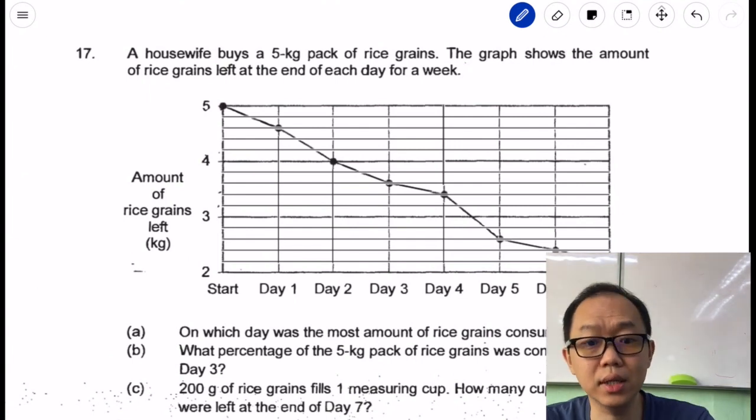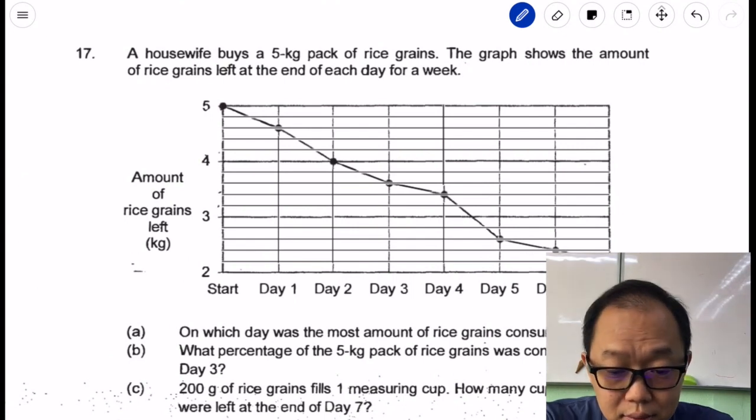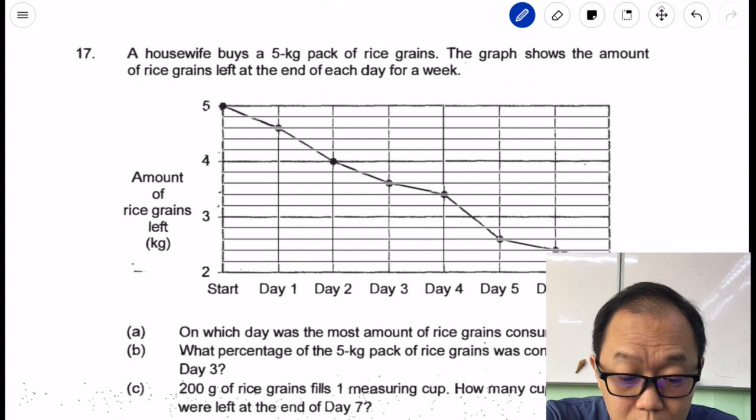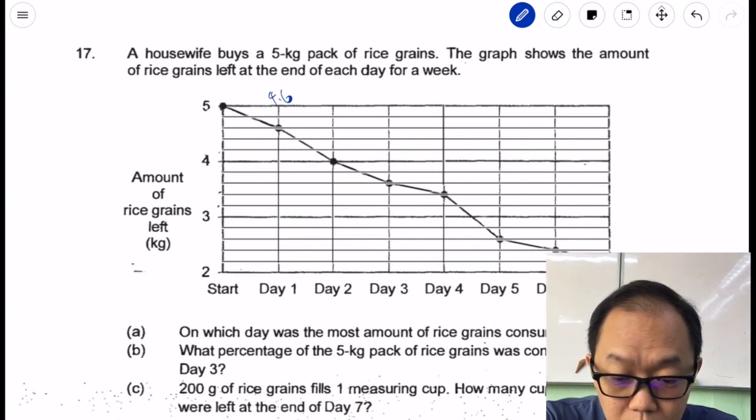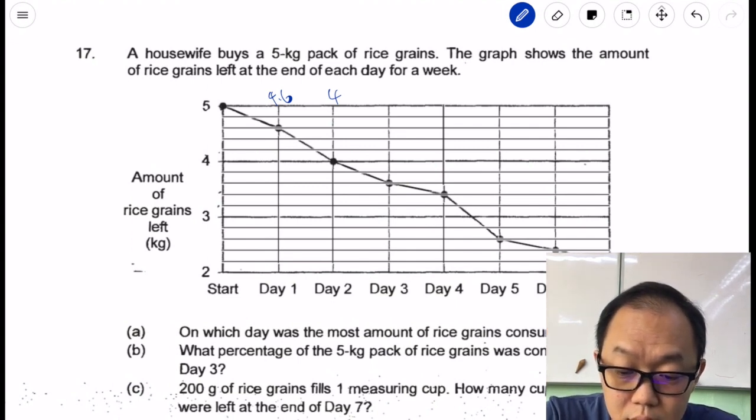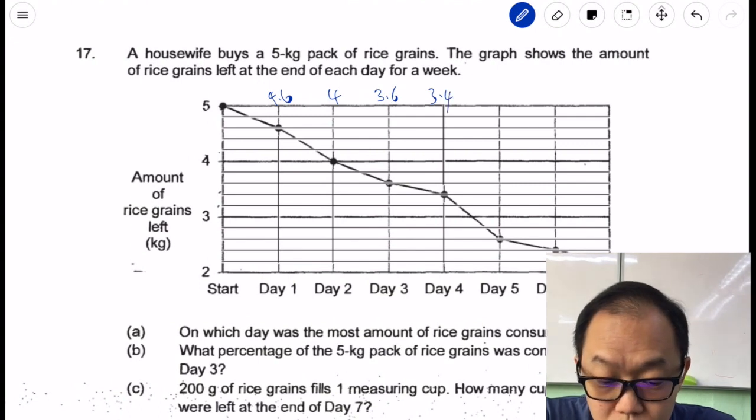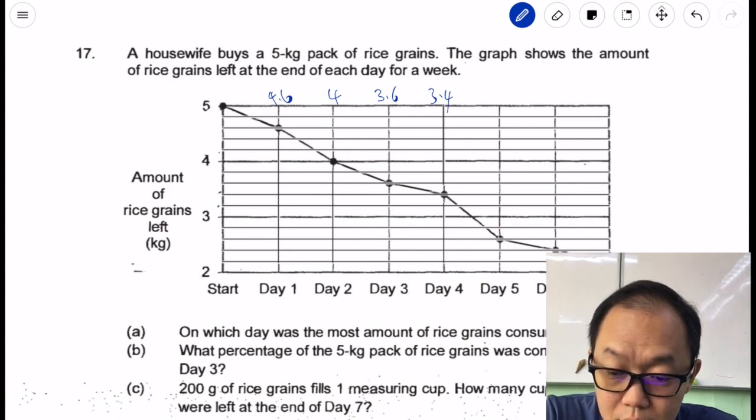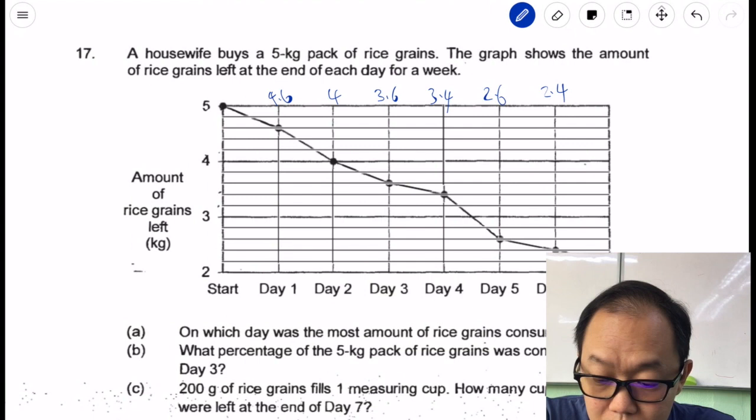Okay, well, what you can do is you can list the numbers, right? So the first one is 5, second one is 4 point. Day 1 is 4.6. Here it's 4. So we want to find the gap, the one that's the biggest gap. It's 3.26, 3.6, 3.4, 2.6, 2.4, and day 7 here is a 2. Each one is 0.2. It's 2.2.